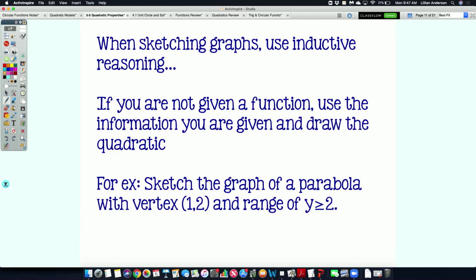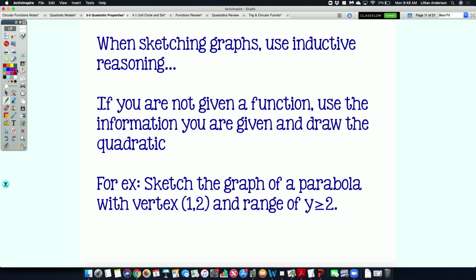All right. Now, this you are going to be writing down. Not too much. You're not going to be writing too much by hand. You probably don't even need to write this. It's going to be a lot of desk stuff, okay? You may have to sketch a few graphs, and if you do, you use inductive reasoning. If you're not given a function, you use the information that you are given to draw the quadratic. For example, it asks you to sketch a graph of a parabola with a vertex at 1, 2, and a range of y is greater than or equal to 2.